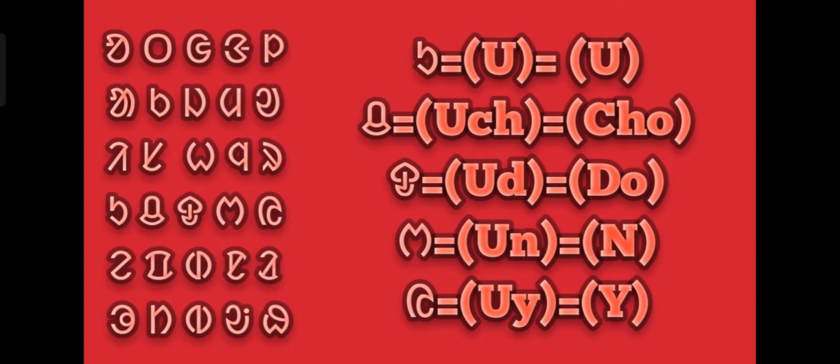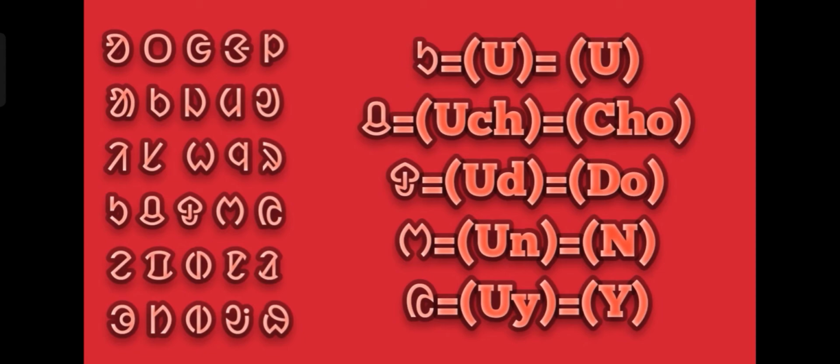U, uch, ud, on, oi. Which is used in Santali language U, that is used in English language U. Which is used in Santali language Uch, that is used in English language Ch or Cho. Which is used in Santali language Ud, that is used in English language D or Do. Which is used in Santali language Un, that is used in English language N. Which is used in Santali language Ui, that is used in English language Y.